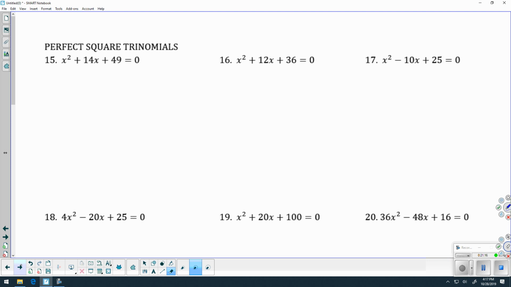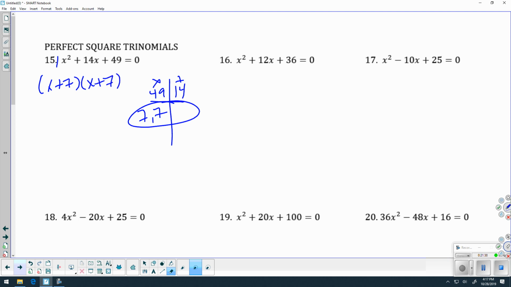Here's how I know it's a perfect square trinomial. Okay, well, first of all, even just looking at 15 as a normal trinomial, just a normal one that's a 1x squared, think for a second, what multiplies to be 49 and adds to be 14? Well, we all know 7 and 7, right? 7 times 7 is 49, 7 plus 7 is 14. So this would factor into x plus 7, another x plus 7.